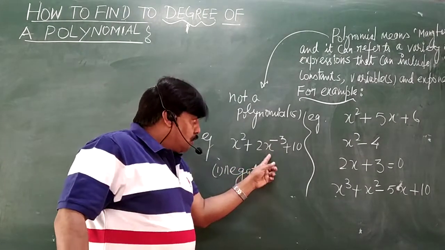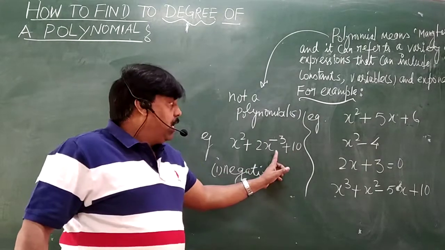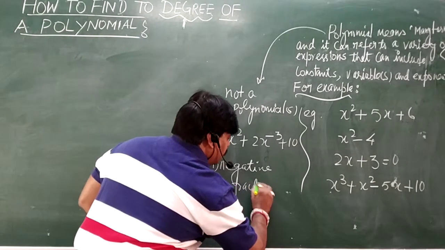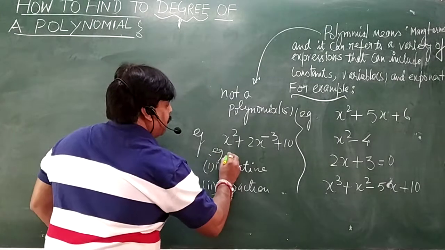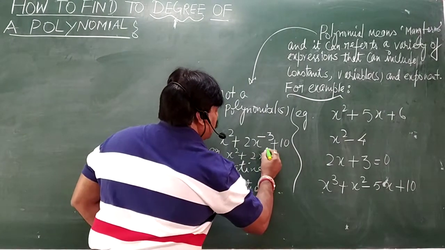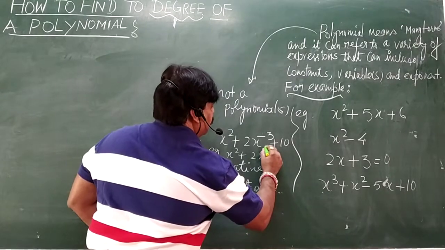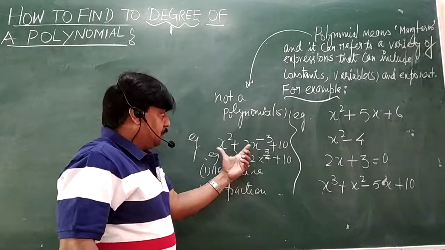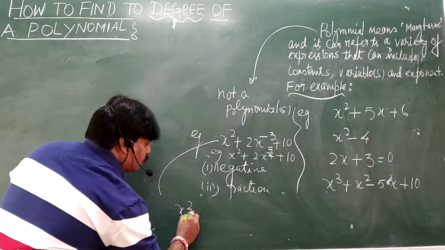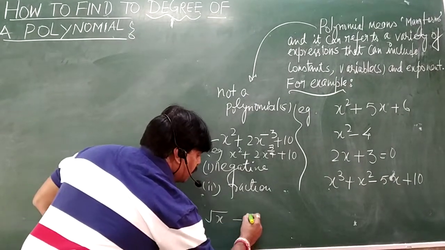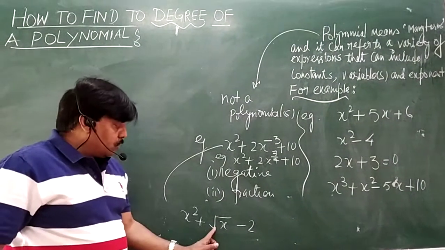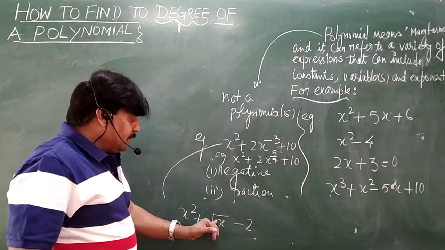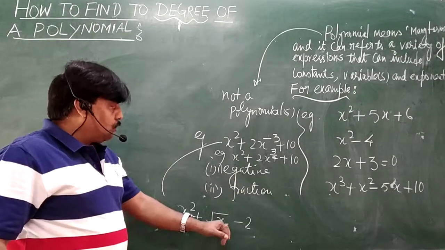And the exponent of the variable, we are not worried about the constant, the variable's power should not be in the form of fractions. One more example I am taking: x square plus 2x raised to the power 3 over 4 plus 10. This is also not a polynomial. Or with a radical sign, like x square plus root x minus 2. This is also not a polynomial because root x means x to the power 1 over 2, so your exponent is in the form of a fraction. So these are not polynomials.